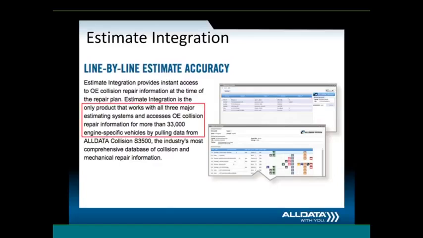The estimate integration product is the only platform out there that integrates all 3 major estimating systems. It uses the estimates that you write in order to find the OEM information that's relevant for each line item on your estimate. This information can be used by your estimators, production managers, QA personnel, and compliance staff, as well as printed out for your technicians so they have the information in their hands at the time of the repairs taking place. So let's see how this works.